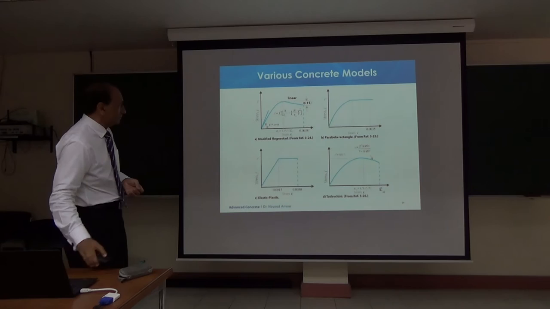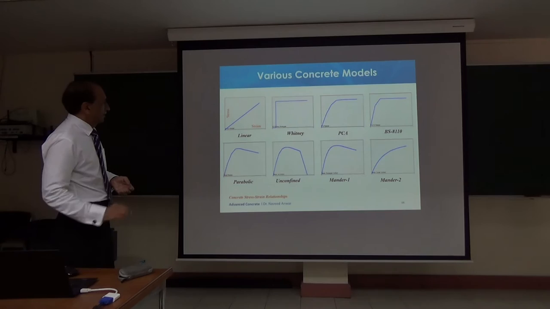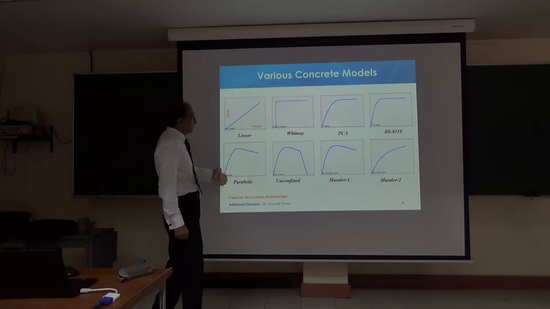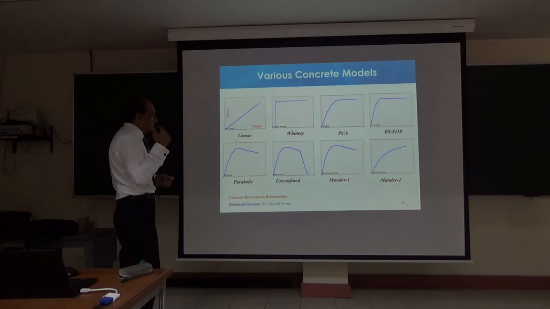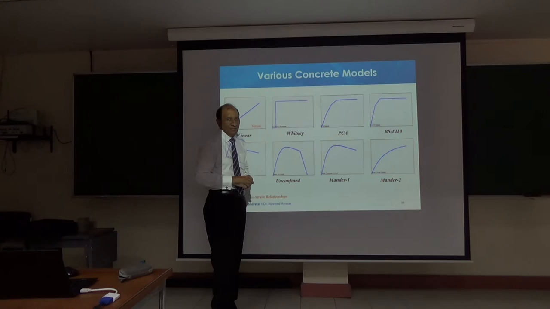Some more. Linear, Whitney, PCA, BS, Mander 2, Mander 1, unconfined parabolic. So I can go on, 30, 40 different curves I can show you from literature that people have developed. And we have always been trained to believe in the ACI code. This is the one that we follow, Whitney, which is a very funny curve. It's not even a curve. It's a bunch of straight lines.